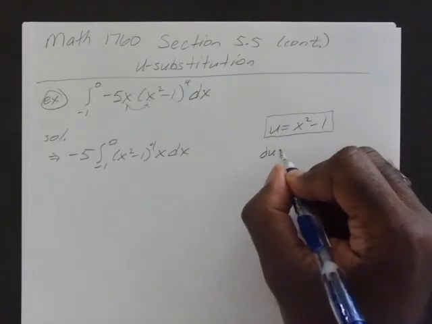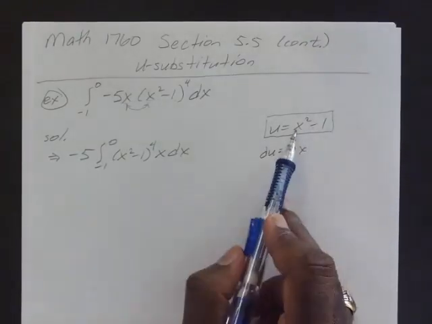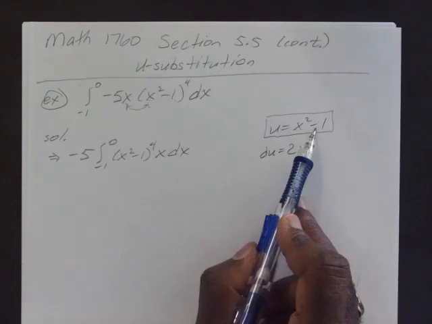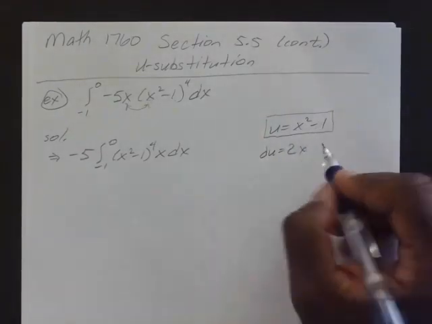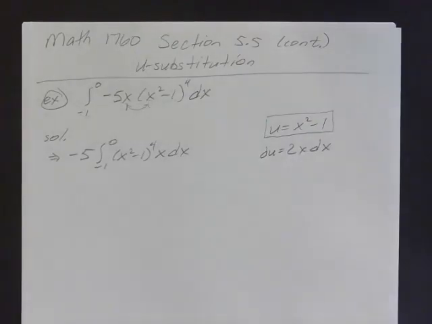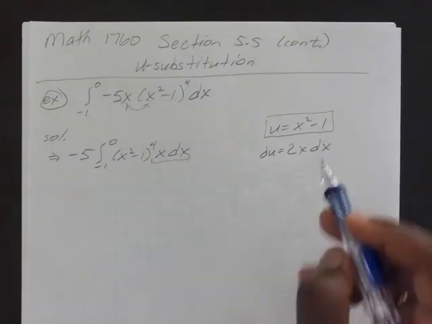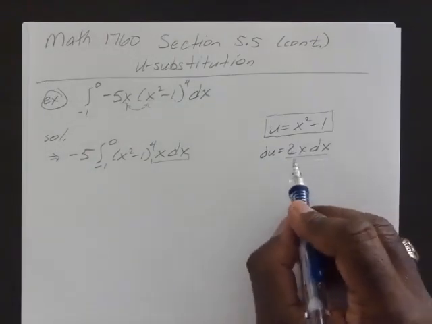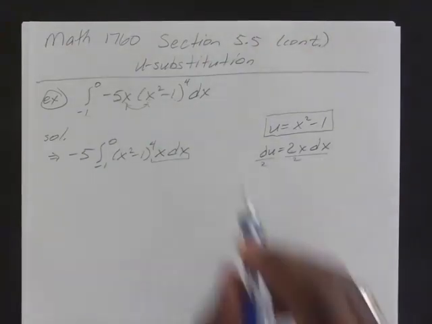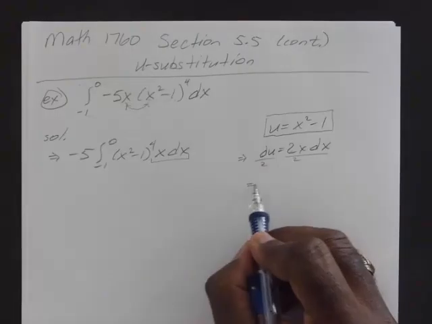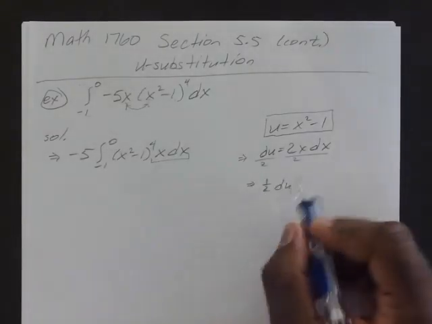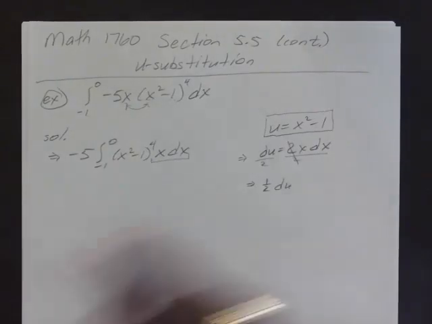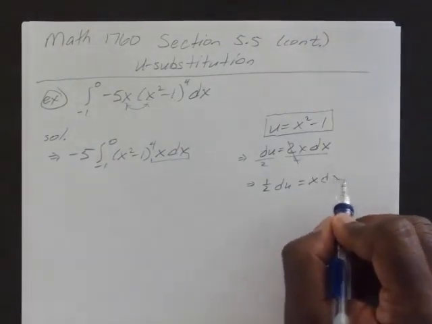So the derivative of u is equal to 2x, which is the derivative of x squared. And the derivative of -1 is 0, so that just disappeared. So it's 2x dx. Okay, so knowing we have this x dx right here, we want to get rid of that 2, so we divide or multiply both sides by 1/2. So we have 1/2 du, those 2's cancel each other out, is equal to x dx.